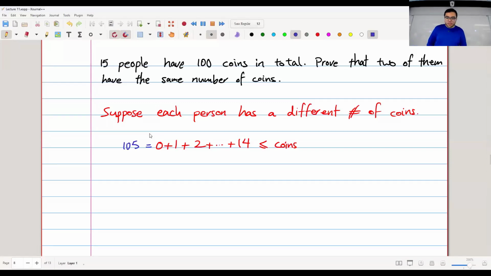So if we want each person to have a different number of coins, we will need at least 105 coins. And we have only 100. So two of them are forced to have the same number of coins.